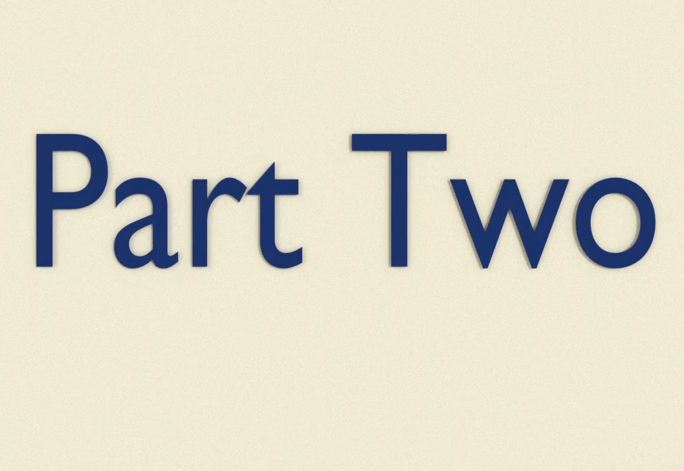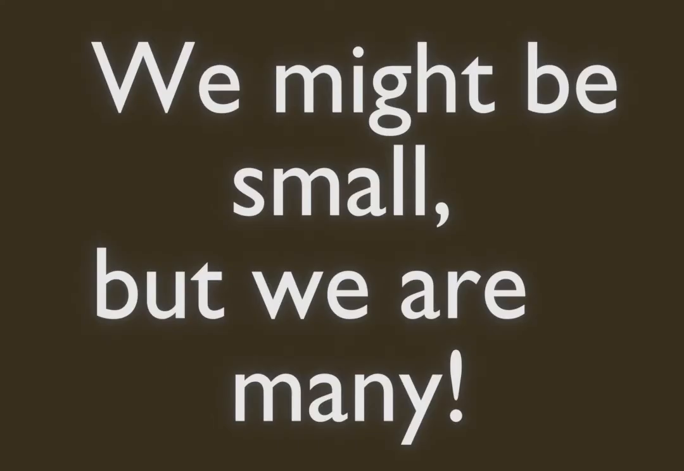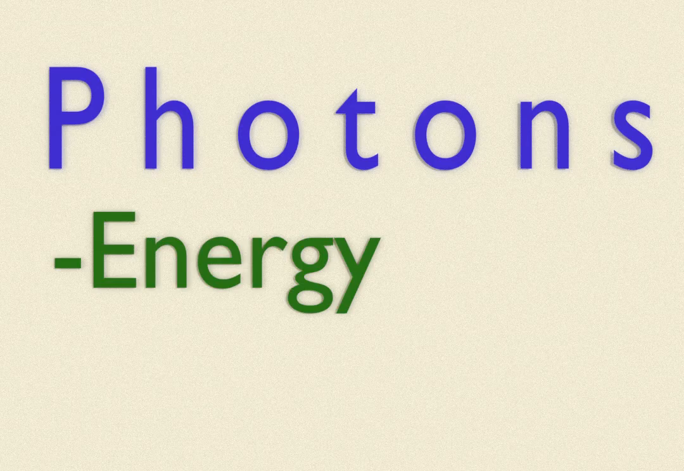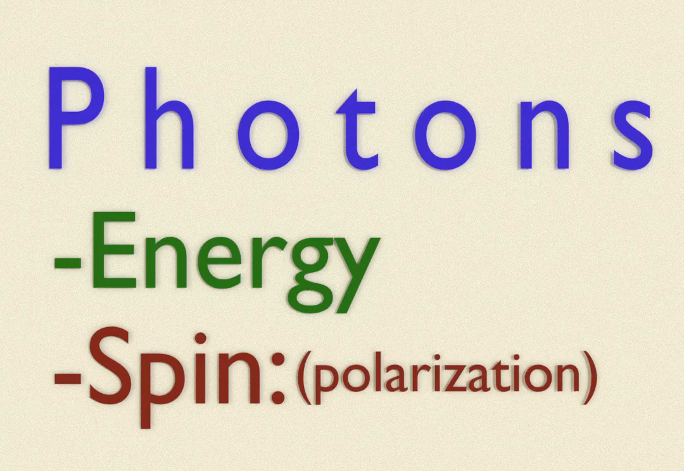Now comes part 2. What is light? Light consists of a bunch of very small particles called photons. Each of these photons can be characterized by 2 properties, energy and spin. Instead of spin you will also find the term polarization, but that's the same property and it's something I will completely leave out of this tutorial so as not to make it more complicated than necessary.